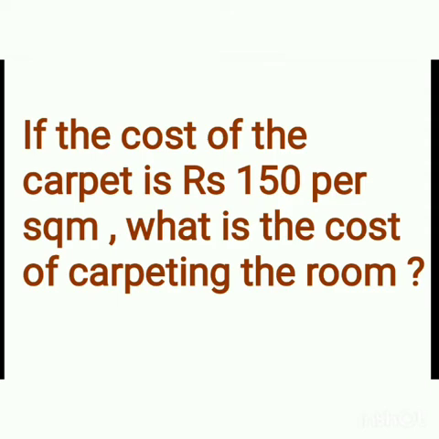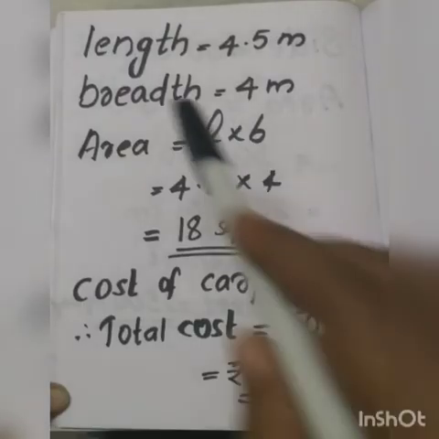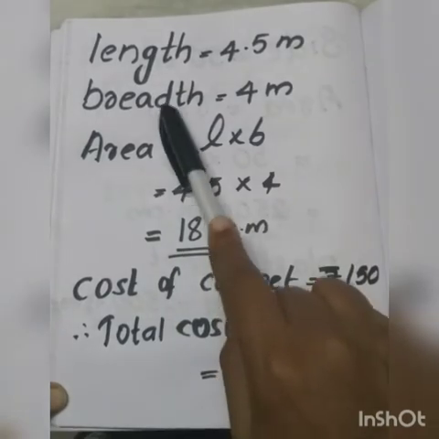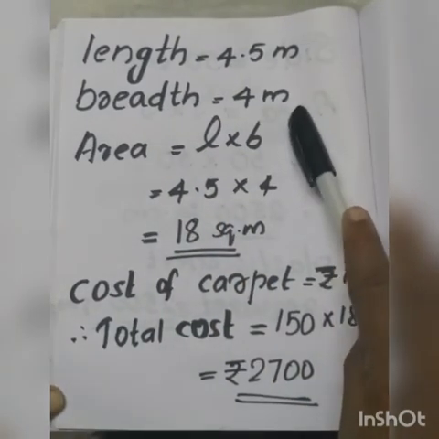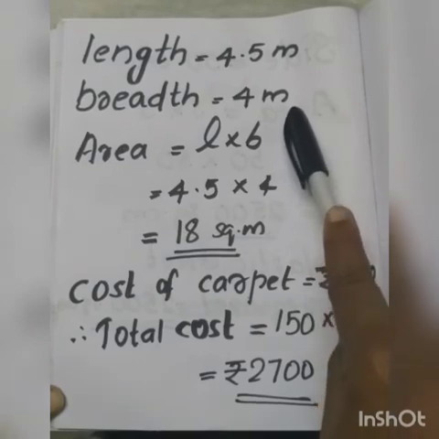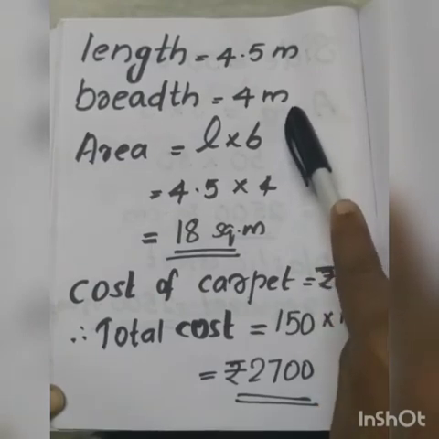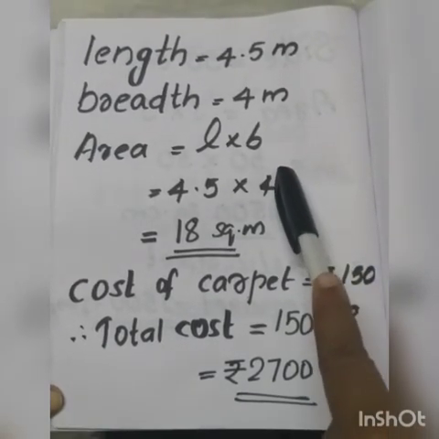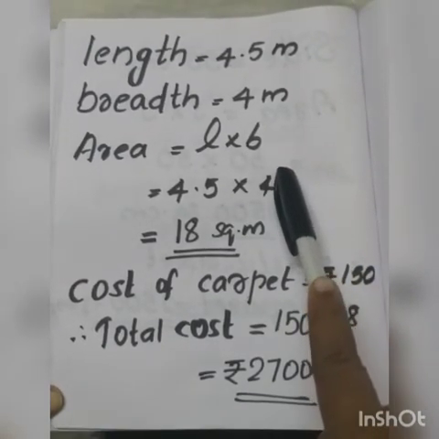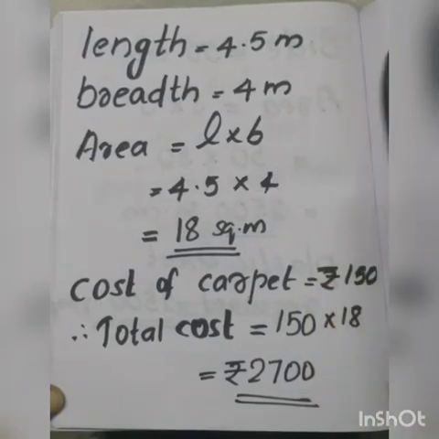So first, length and breadth is given, so we'll find out the area of the floor first. So that much carpet will be required. The length and breadth of the room is given. What is the length? 4.5 meter and breadth is 4 meter. Now in this room we have to place the carpet. While putting the carpet, where do we put it? In the full area we will put the carpet. So we want to find out the total area of that room.